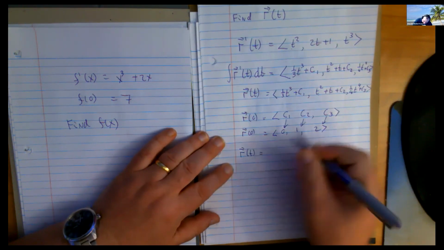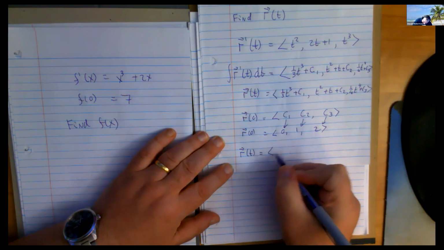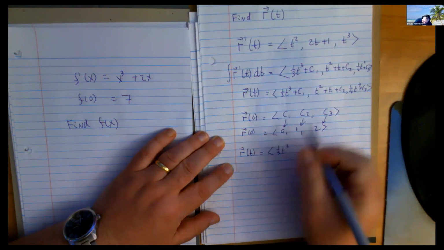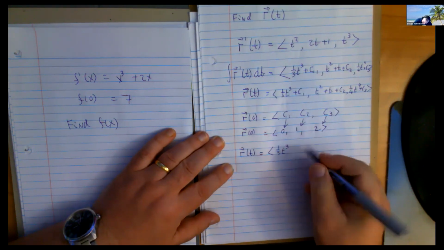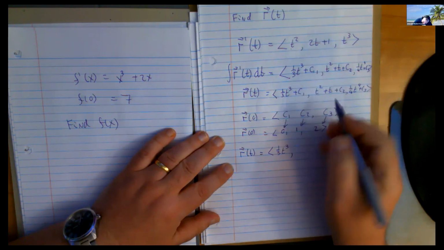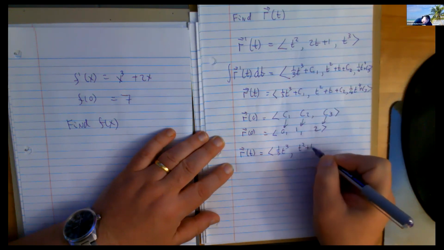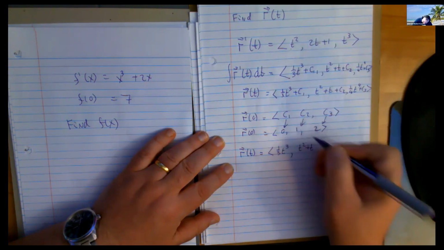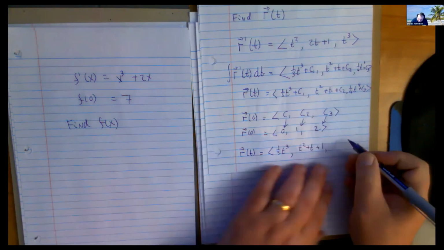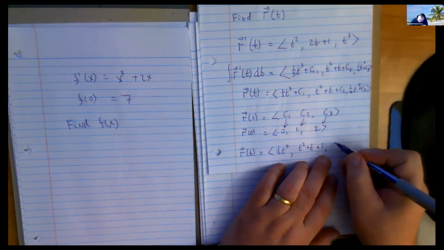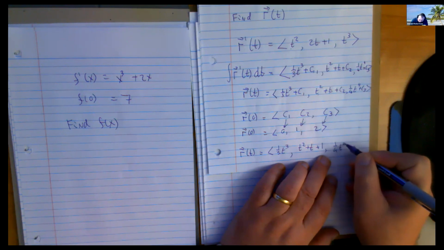R of t then will be 1/3 t cubed plus c1, which is nothing. The middle term is going to be t squared plus t plus c2, which is 1. And the last term is going to be 1/4 t to the 4 plus this.